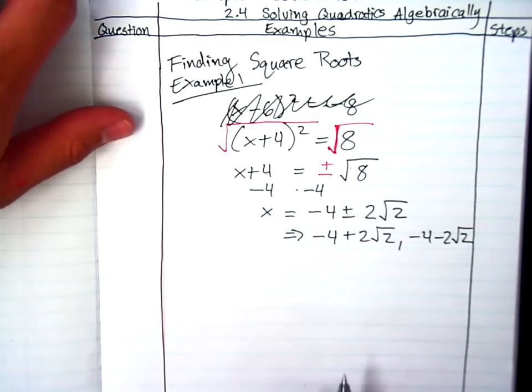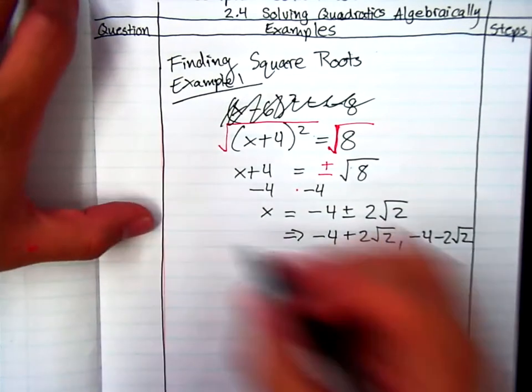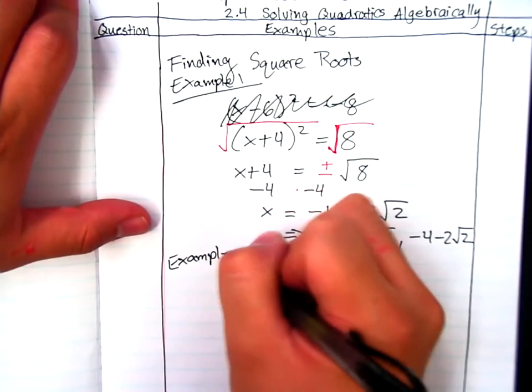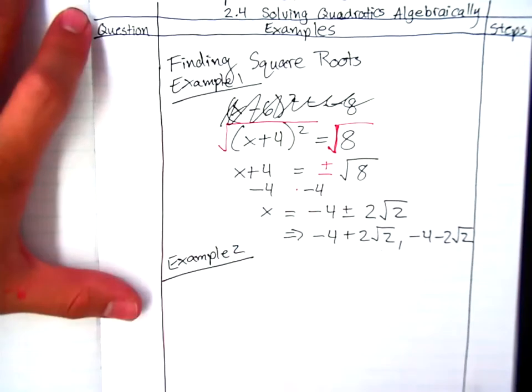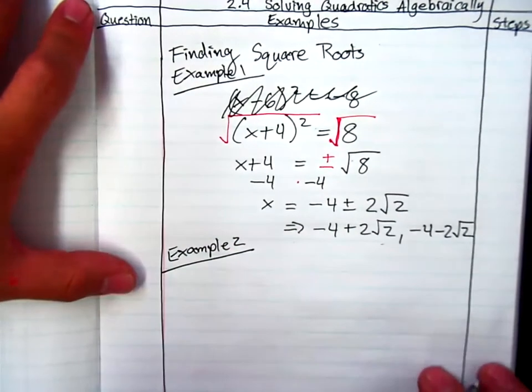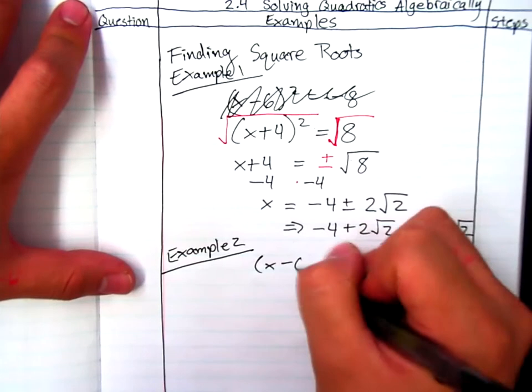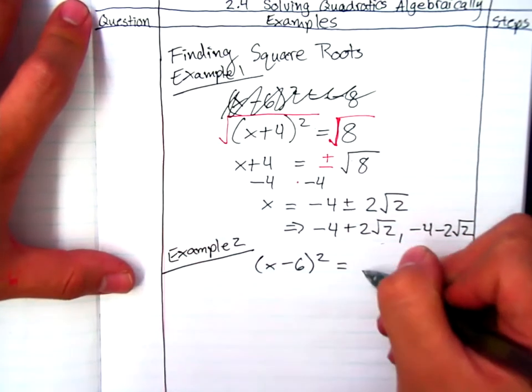We ended up with real numbers, not exactly the nicest ones, but they are still real numbers. In example 2, we're going to do the same thing. However, we are going to end up with complex numbers. Okay, so this one is actually going to be the one I wrote earlier: x minus 6 squared equals negative 81.